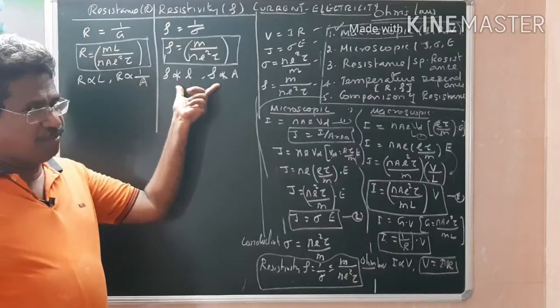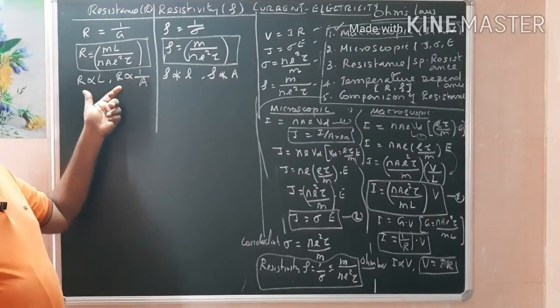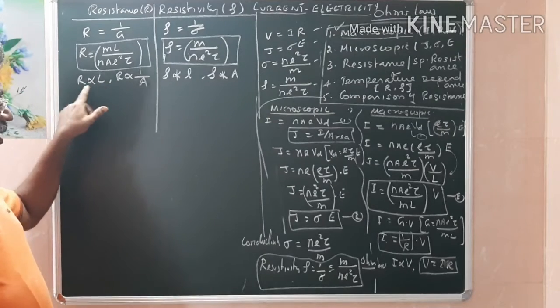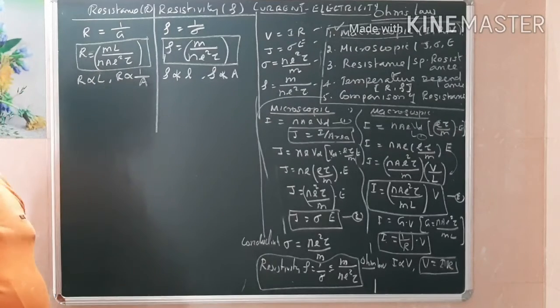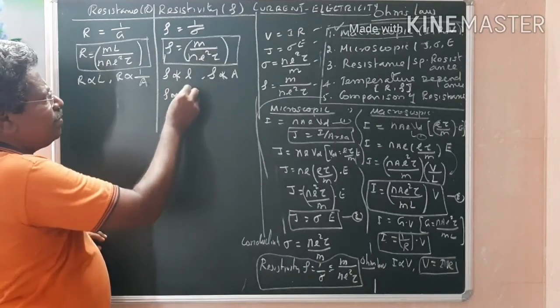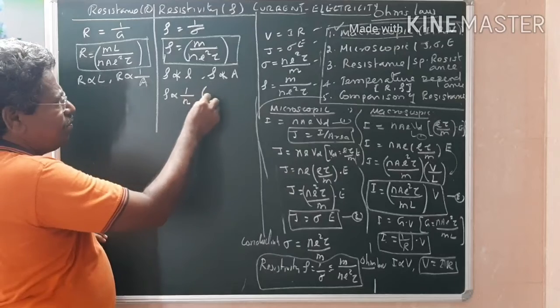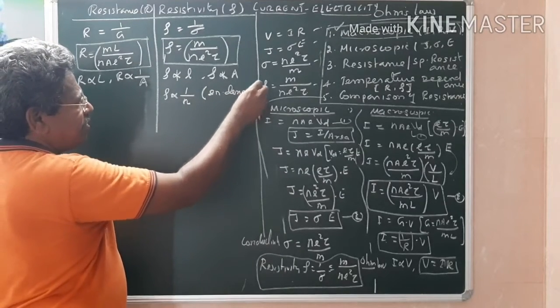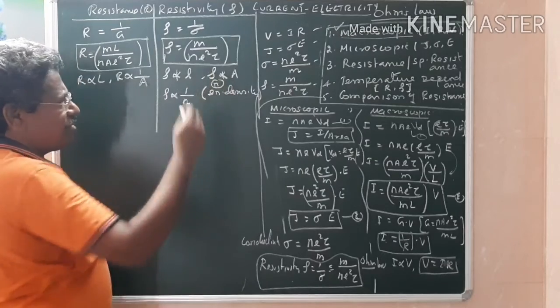Therefore, resistivity is specific for a given material. Resistance is not specific for a given material. Even for a given material, if the length changes, resistance will change. If the area changes, resistance will change. Correct? The next one is rho is inversely proportional to n, where n is nothing but electron density.